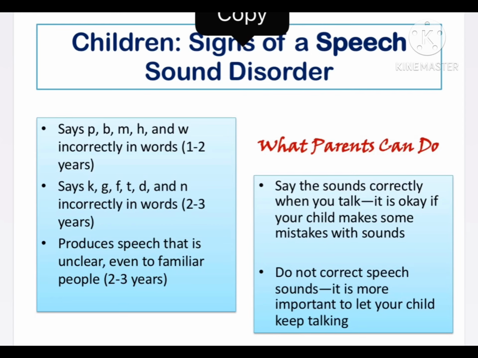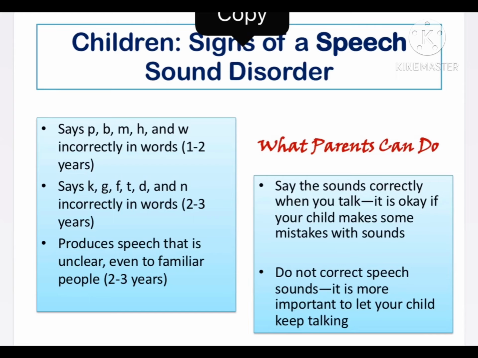So let's proceed to the signs of speech sound disorder. This is for children. First is says P, M, B, H, and W incorrectly in words, 1 to 2 years. Then says K, G, F, T, D, and N incorrectly in words, 2 to 3 years. Then produces speech that is unclear even to familiar people from 2 to 3 years old.